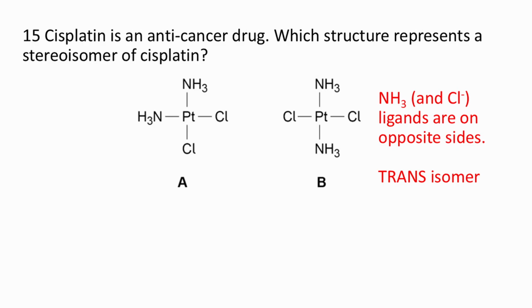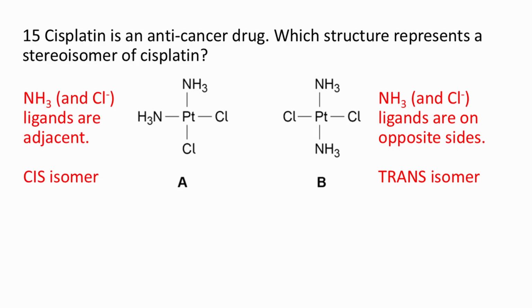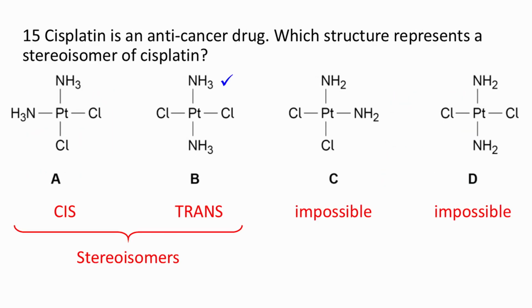In option B, the NH3 and Cl- ligands are on opposite sides, so option B is the trans isomer. In option A, the NH3 and Cl- ligands are adjacent. Option A is the cis isomer. So the correct answer is option B.